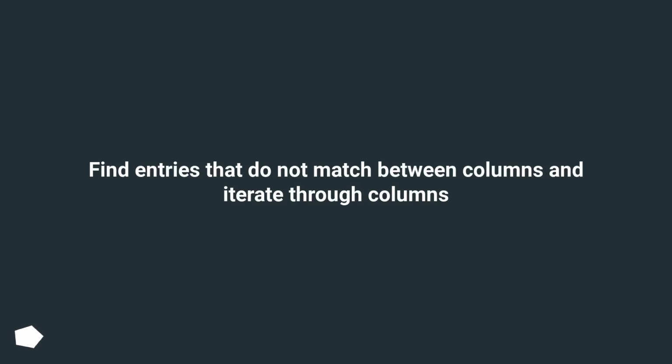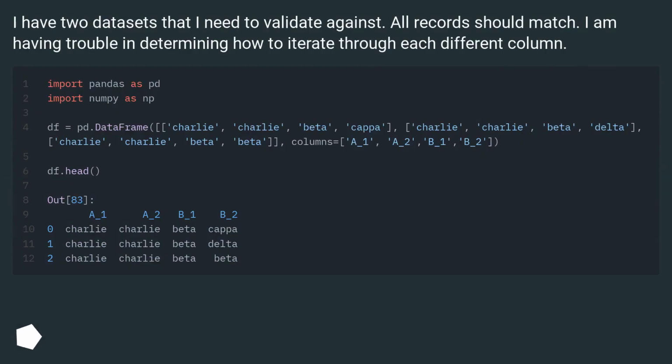Find entries that do not match between columns and iterate through columns. I have two datasets that I need to validate against. All records should match. I am having trouble in determining how to iterate through each different column.